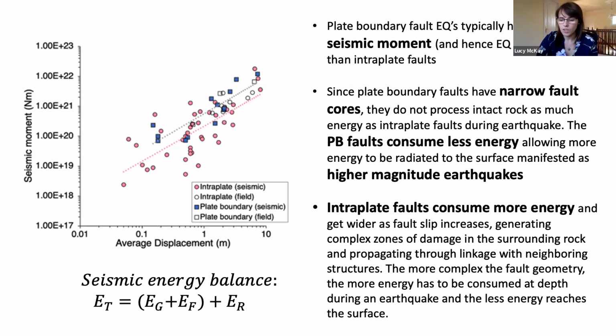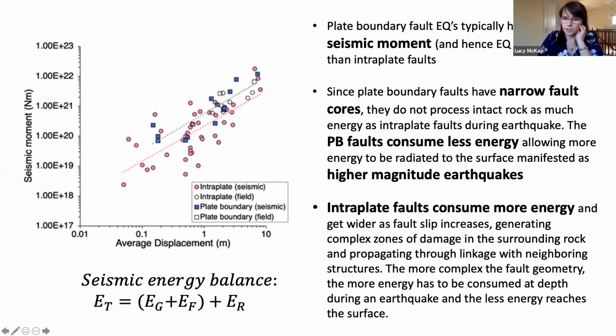So during an earthquake, the total energy, which is shown in this equation at the bottom left, is partly consumed by the fault, by fracturing the fault and creating a slip surface, and partly the energy is required for the slip to occur. So this is E_F and E_G in the equation. You don't need to know what it means, but E_F and E_G are basically the energy that is consumed by the fault in order for it to slip and create new surfaces for it to slip. Whereas E_R is the energy that is radiated to the surface as seismic waves.